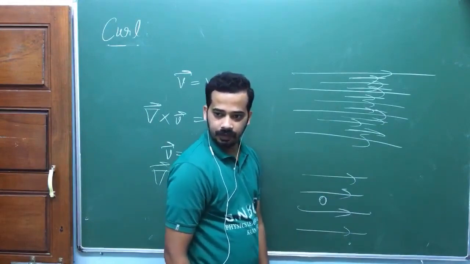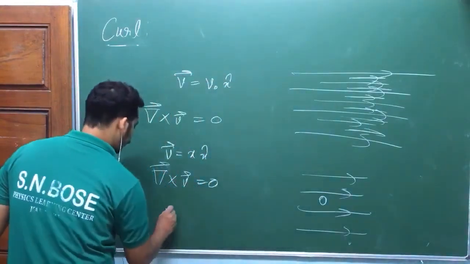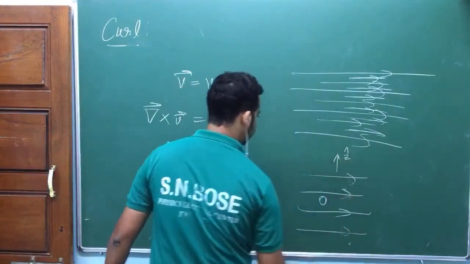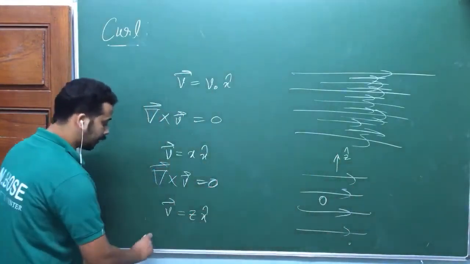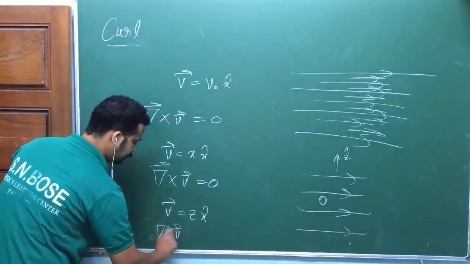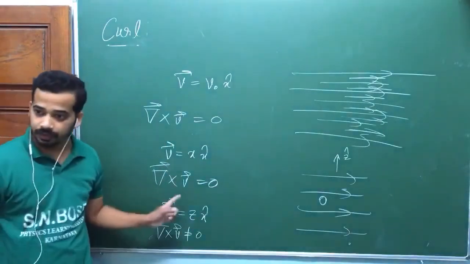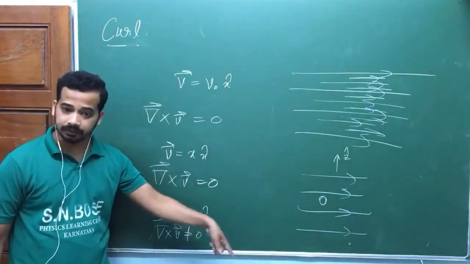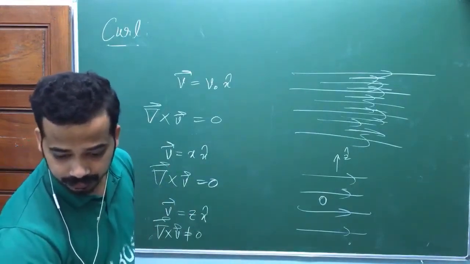Is that okay? Suppose you make this kind of vector field, V is equal to, let me take, z into x cap. Now find the curl. Curl will be non-zero. Think of the curl equation, okay? It contains the x component and the z derivative, isn't it?